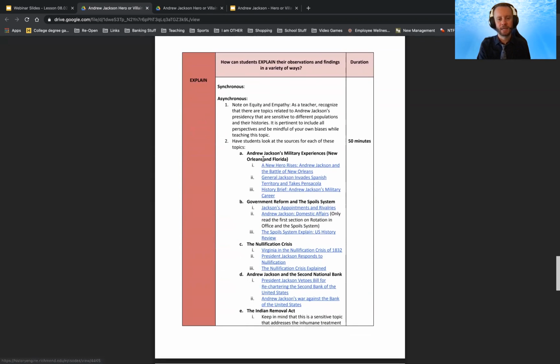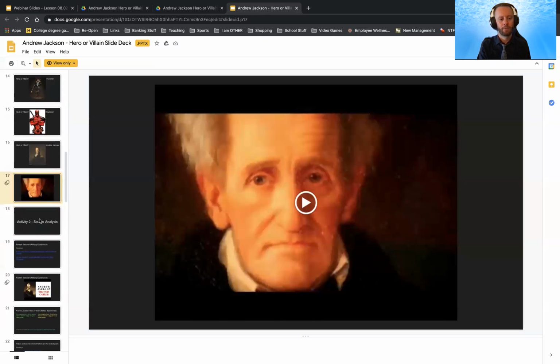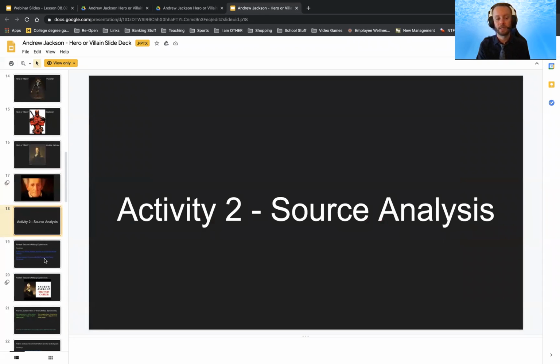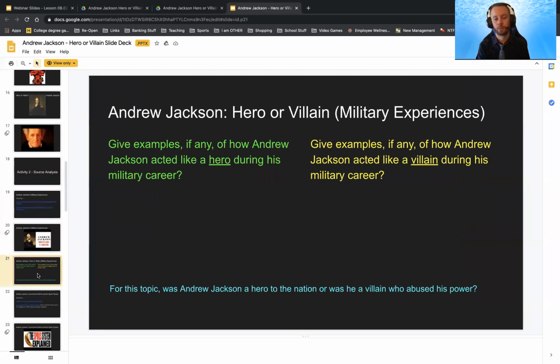Moving into the next activity, students are then asked to evaluate Andrew Jackson through source analysis. And this will take you through Andrew Jackson's military experience. And then students will have to determine what things did he do that made him a hero and what things did he do that made him a villain. And then they finally say, for this topic, was Andrew Jackson a hero to the nation or was he a villain who abused his power?